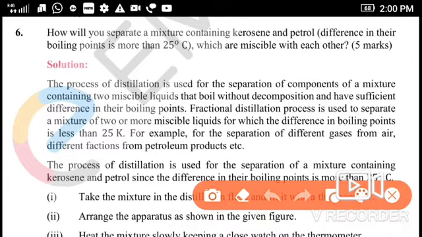Hello everyone. In the previous video we completed the first five NCERT questions, and today in this video we will discuss the remaining questions.